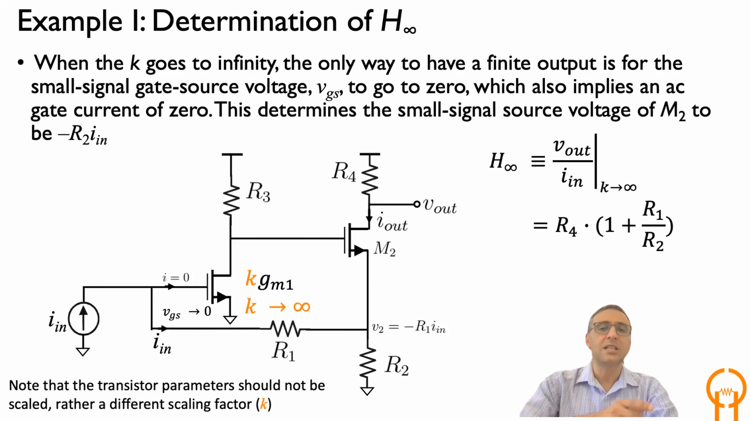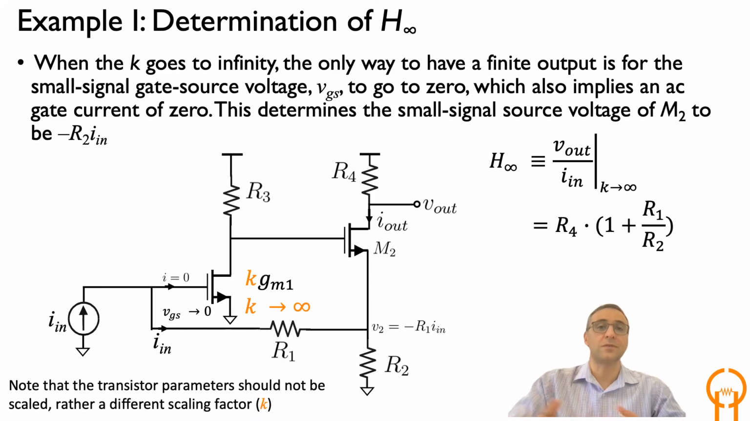And from that, you can easily calculate what V out will be, because that voltage V2 can be used to calculate the current through R2 by dividing it by R2. So you get negative R1 over R2 times I in. In addition to the current going through R1, which is simply I in, that is the total current that goes through the source and shows up at the drain. That is the current being driven into R4, which gets multiplied by R4 to give you the total output voltage. From that, you can calculate your H infinity to be R4 times 1 plus R1 over R2.